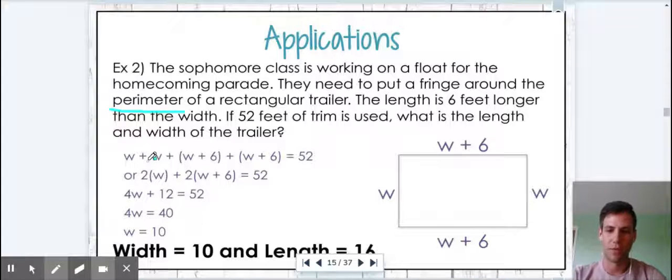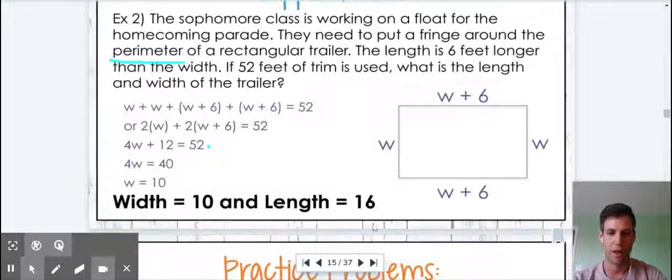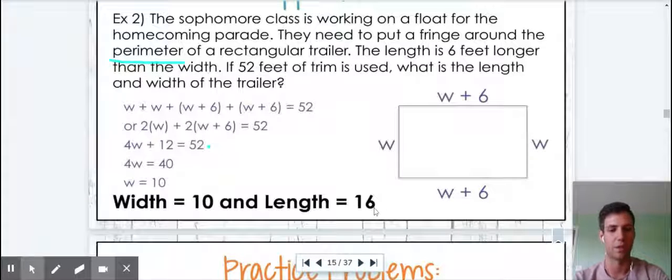So we can combine these 2 W's into 2W, and then we have 2 of these parentheses, or you could just add up all the W's, which there are 4 of them, and then add up the 2 6's, so it's 12. And you end up with an expression like 4W plus 12 equals 52. Use our solving equation skills to solve for W to find out that 10 feet would be the width of this rectangle. And then if the length is 6 feet more than the width, that tells us that 16, which you can see right here, would be the answer to this problem.